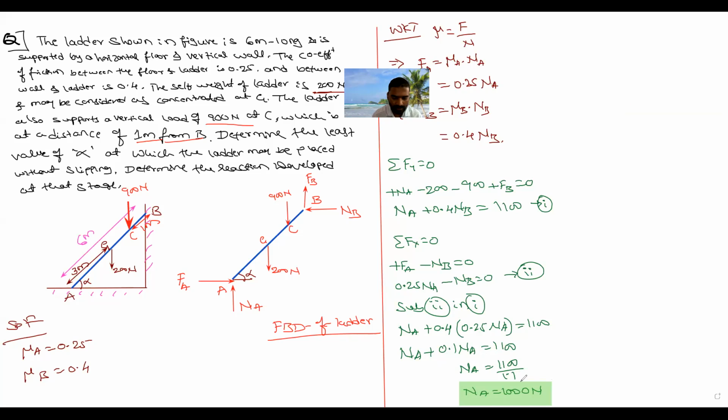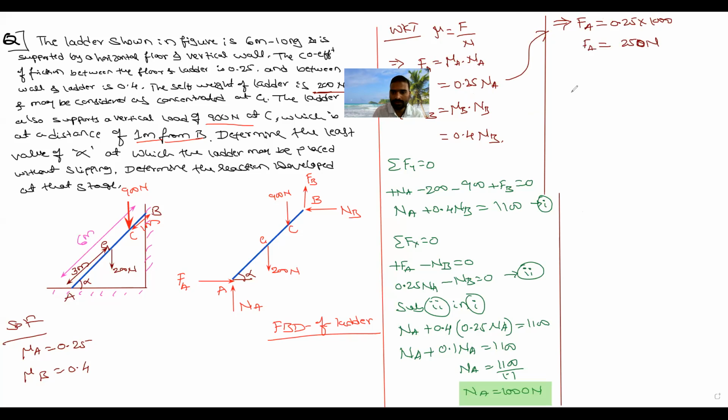Okay, so you got the value of NA. Once you figure the value of NA, can you find out the value of FA? So NA is known. This implies FA is equal to 0.25 into NA. NA is equal to 1000, so you will get 250 Newton. FA is 250 Newton.